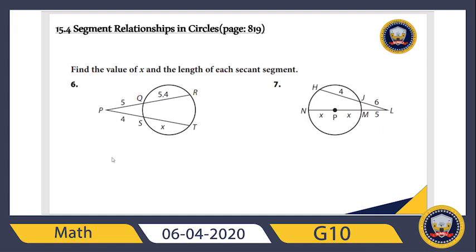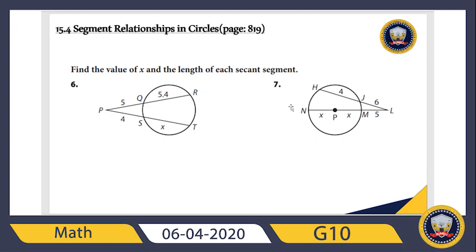Find the value of x and the length of each secant segment. Okay, this is my circle. I have PR and PT as secants. Okay, they are intersecting at point P. I have PQ is 5, PS that is 4, QR is 5.4, and ST is X. So I want to find X, then find the length of my secants, that is PT and PR.